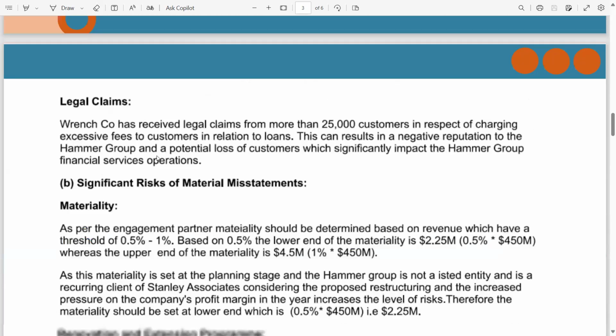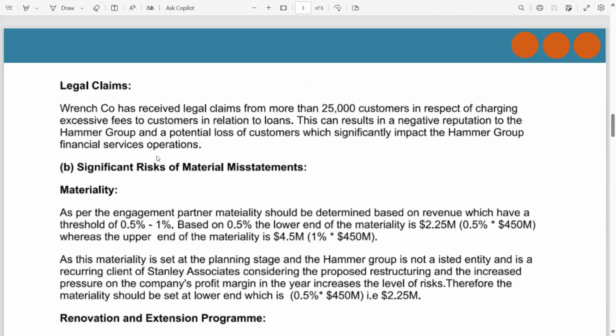Legal claims. Wrench Company has received legal claims from more than 25,000 customers in respect of charging excessive fees in relation to loans. This can result in a negative reputation for the Amer Group and a potential loss of customers, which significantly impacts the Amer Group financial services operations. Now we are done with the business risk. Let's solve the significant risk of material misstatement.